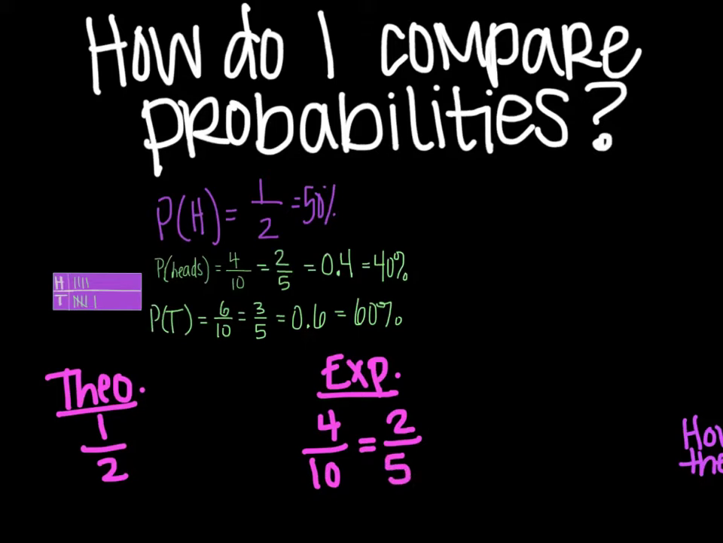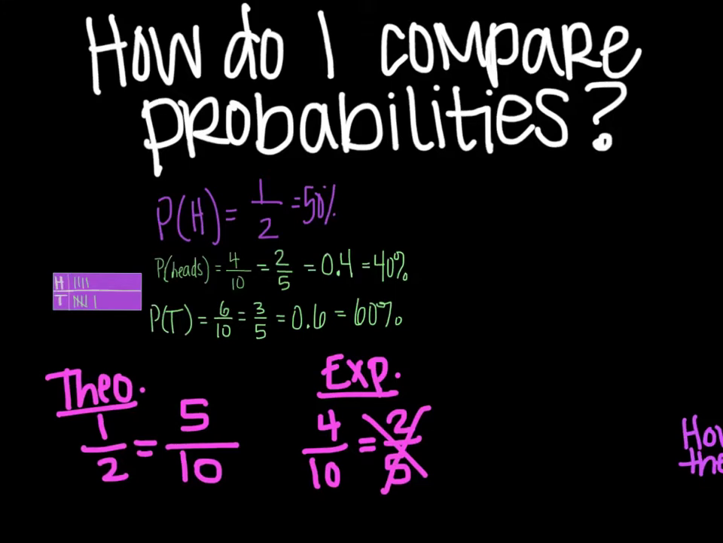In order to compare them, we need to be talking about the same numbers here. So if I am going to go with the 4 out of the 10 here, because that's what I had, 4 out of the 10 trials, then I can make my theoretical be out of 10. In other words, you're finding a common denominator between the 4/10 and the 1/2. The common denominator is 10. That means I have 5 out of 10 theoretically.